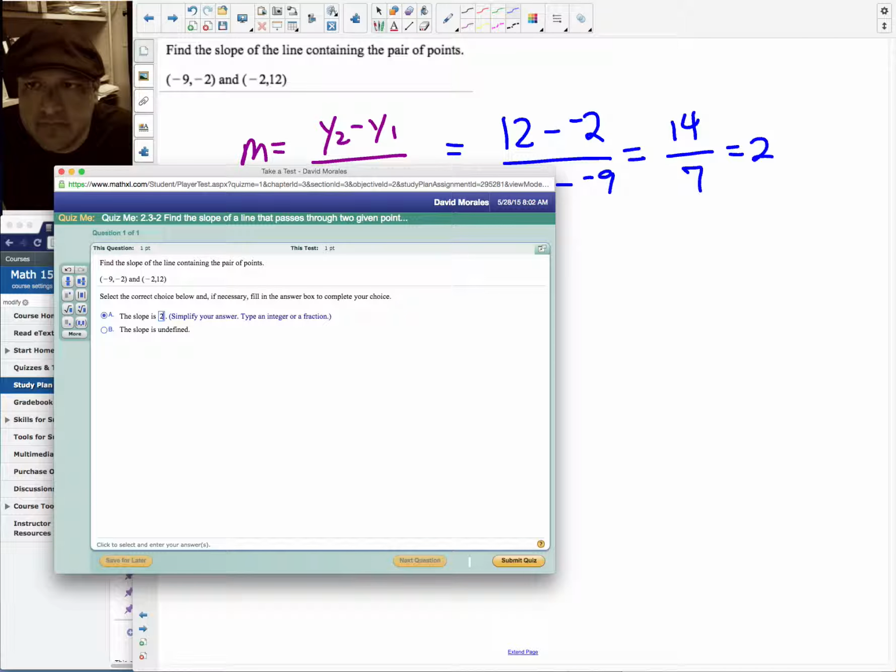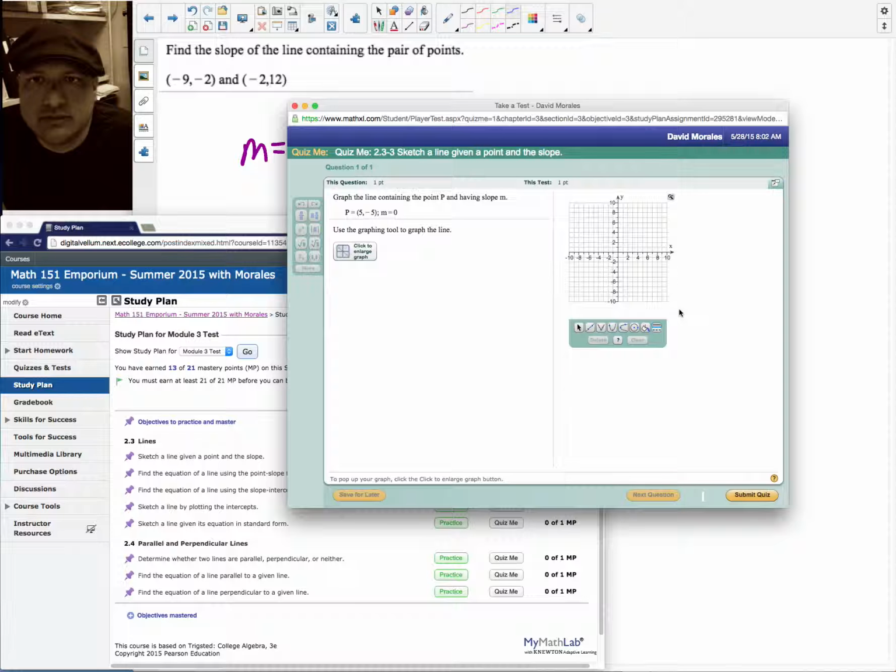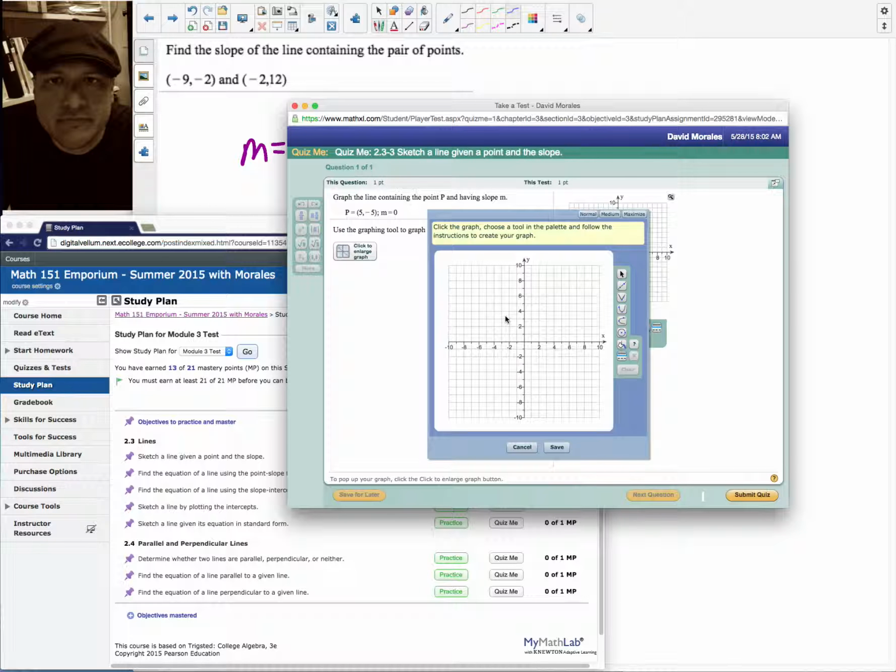Sketch a line given a point and a slope. So here we want the point, it has the point 5, negative 5, and the slope is 0. So what we're going to do here is first go to 5, negative 5. Now notice that over here you can see the points. 5, negative 5. So 5, negative 5.